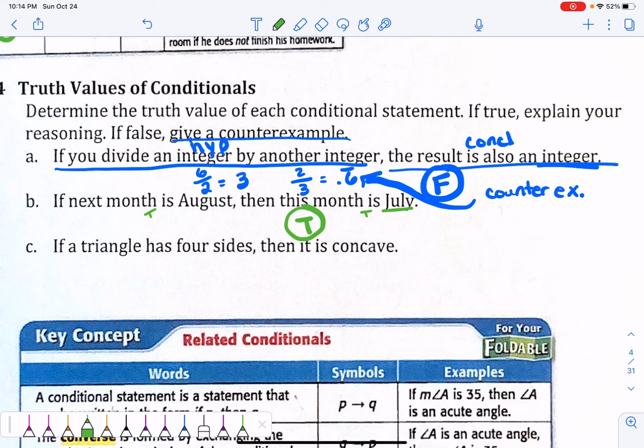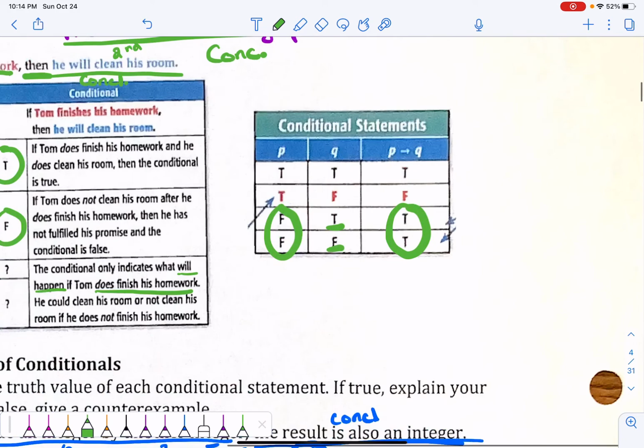Okay, now part C, don't throw things at me through the computer screen. If a triangle has 4 sides, then it is concave. A triangle does not have 4 sides, so the hypothesis is false, and that makes the statement true. In an alternate universe where a triangle has 4 sides, it might as well be concave because it has 4 sides and it can be whatever it wants to be. That is a true statement according to this little bubble up here.